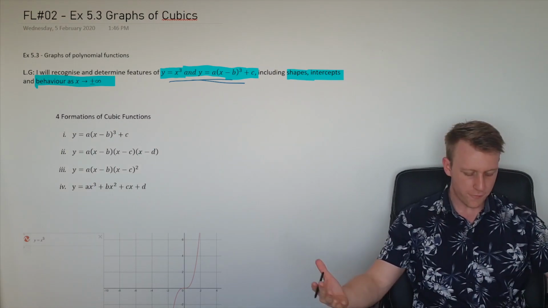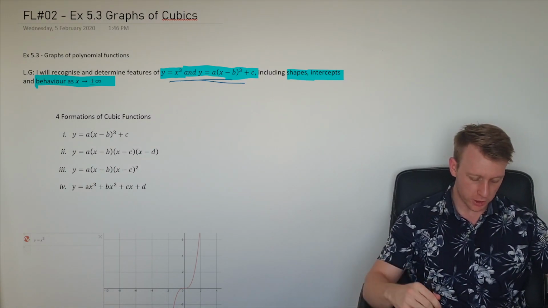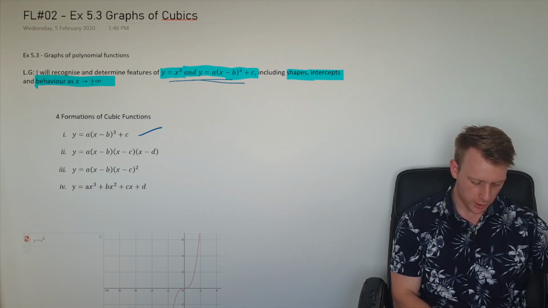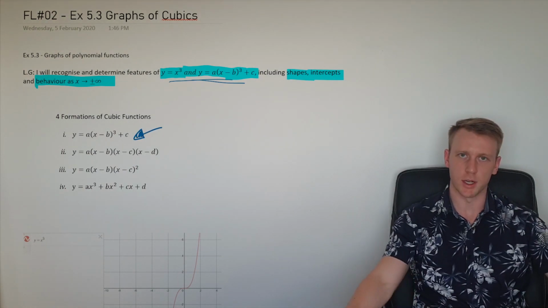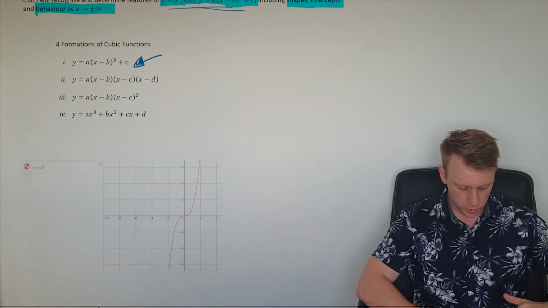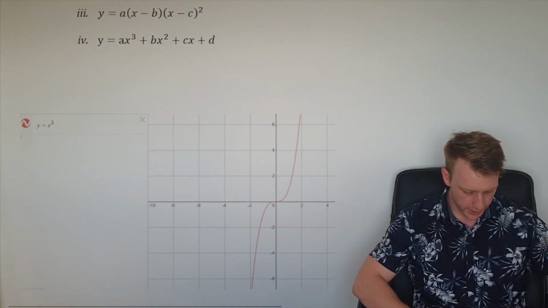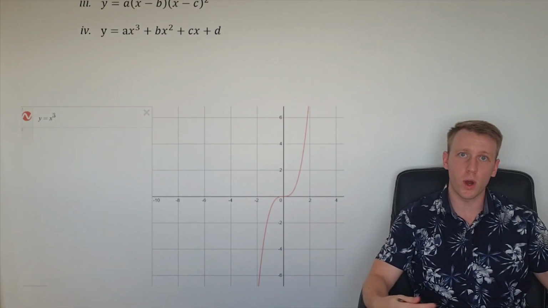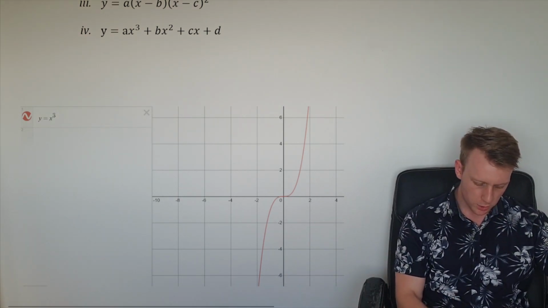plus and minus infinity. There are 4 formations of cubic functions. We are only going to be really focusing on this one in this lesson. I just want to zoom up and have a look at just y equals x cubed and why it's got its shape. So we're going to have a look at this.